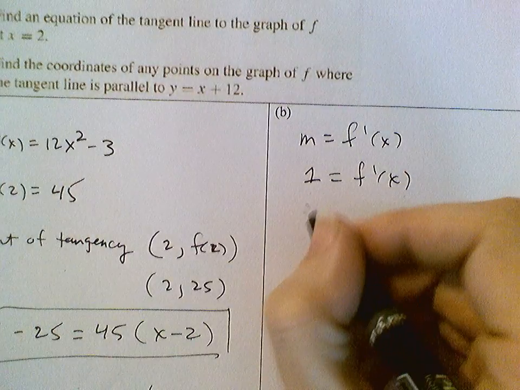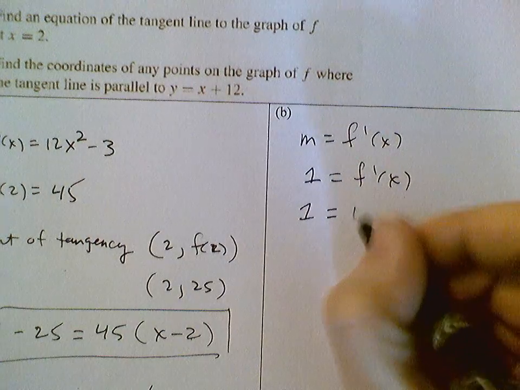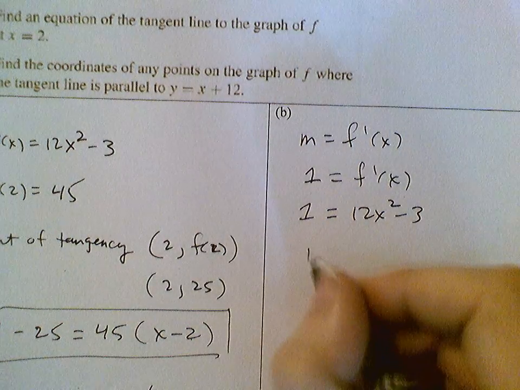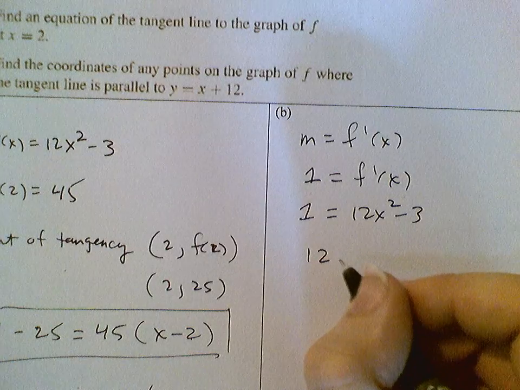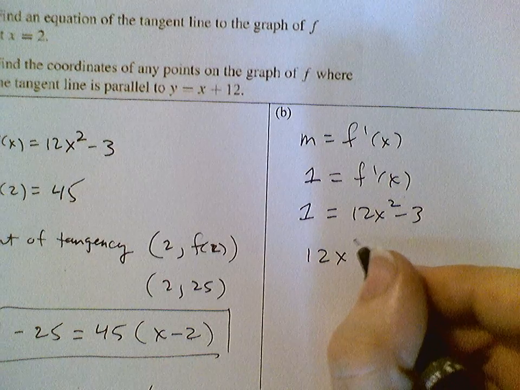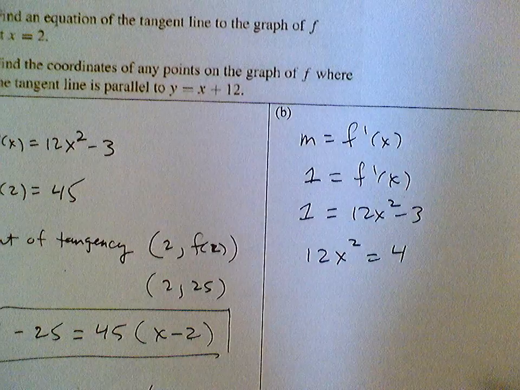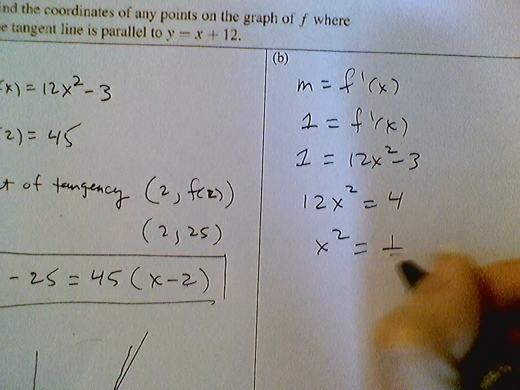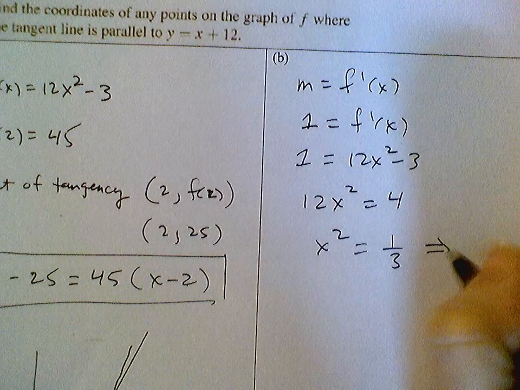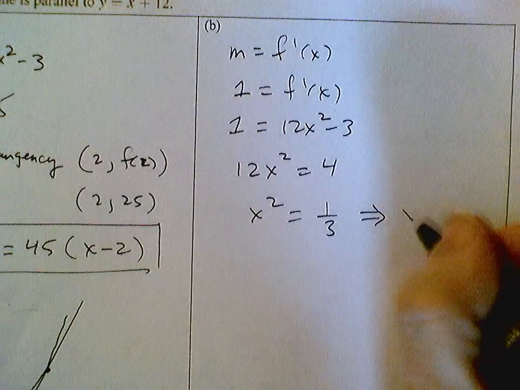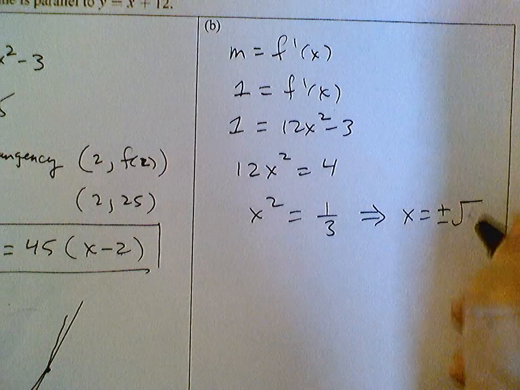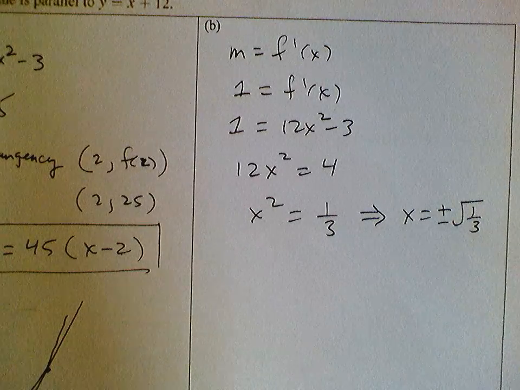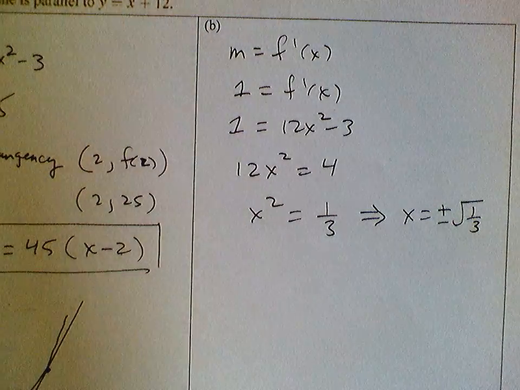So now I'm just going to carry down the 1. F prime of x, I already found in the last problem. It's this. I can just say 12x squared equals 4. So x squared equals, dividing both sides by 12, a third. So now I'm getting that x is plus or minus the square root of 1 over 3, which is pretty close to what I visualized on my graph.